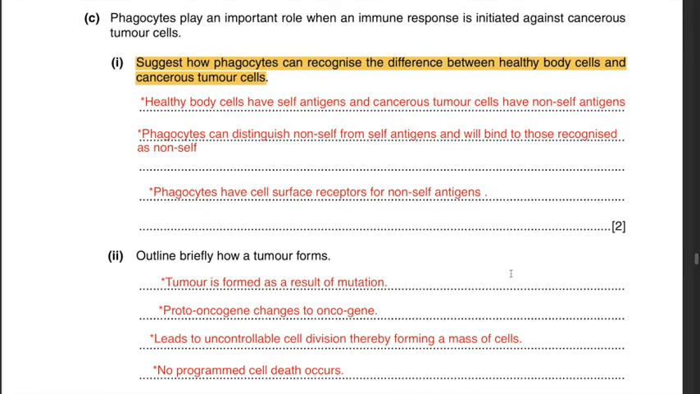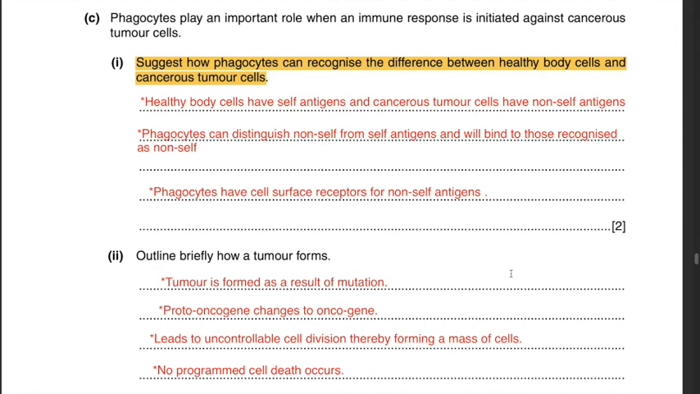Part C. Phagocytes play an important role when an immune response is initiated against cancerous tumor cells. Suggest how phagocytes can recognize the difference between healthy body cells and cancerous tumor cells. Healthy body cells have self-antigens, and cancerous tumor cells have non-self antigens. All cells will have antigens on their surface, and our body cells have self-antigens and are not recognized as foreign, whereas those that have non-self antigens are recognized as foreign substances.